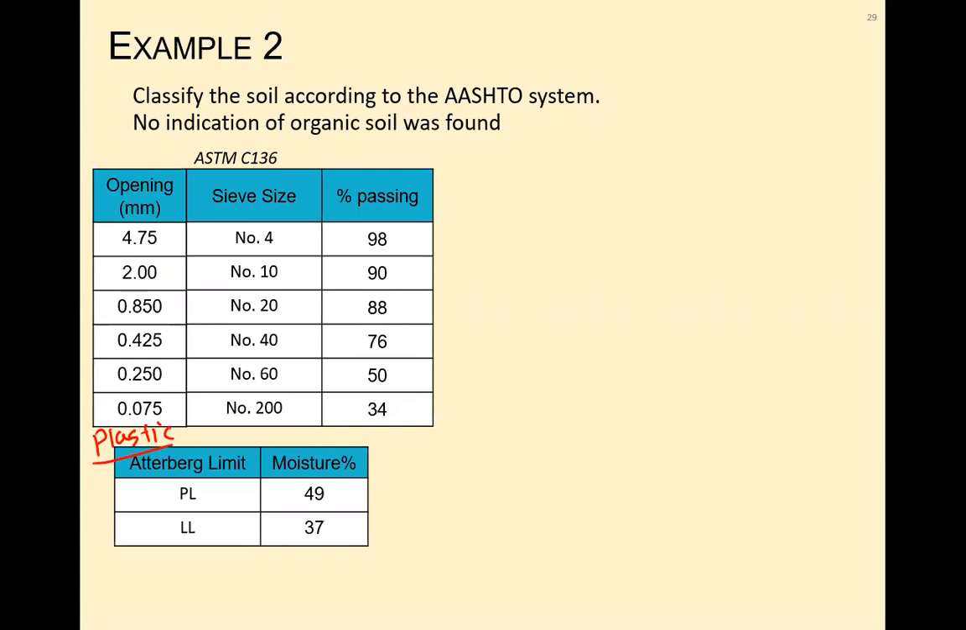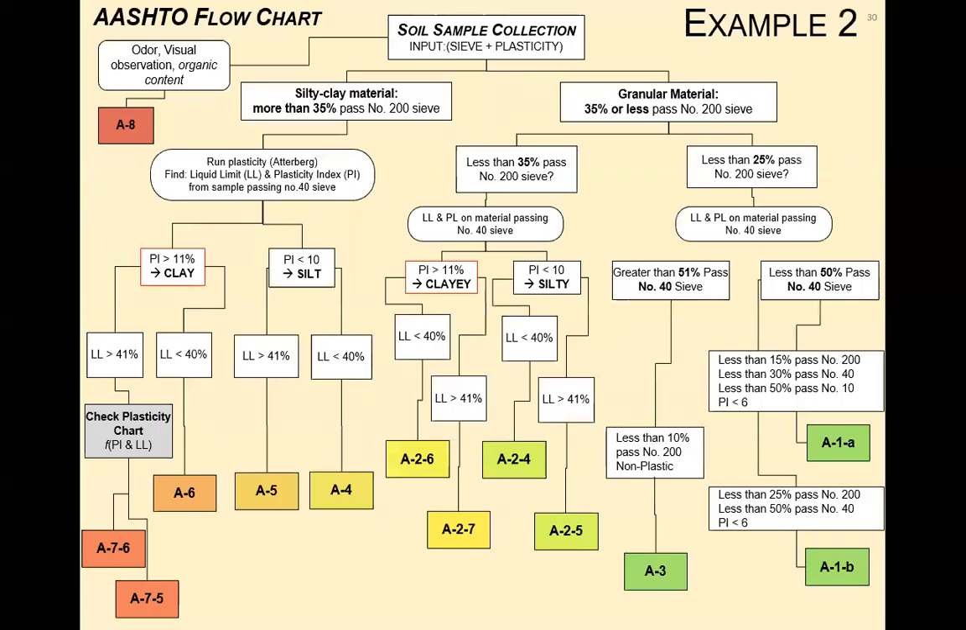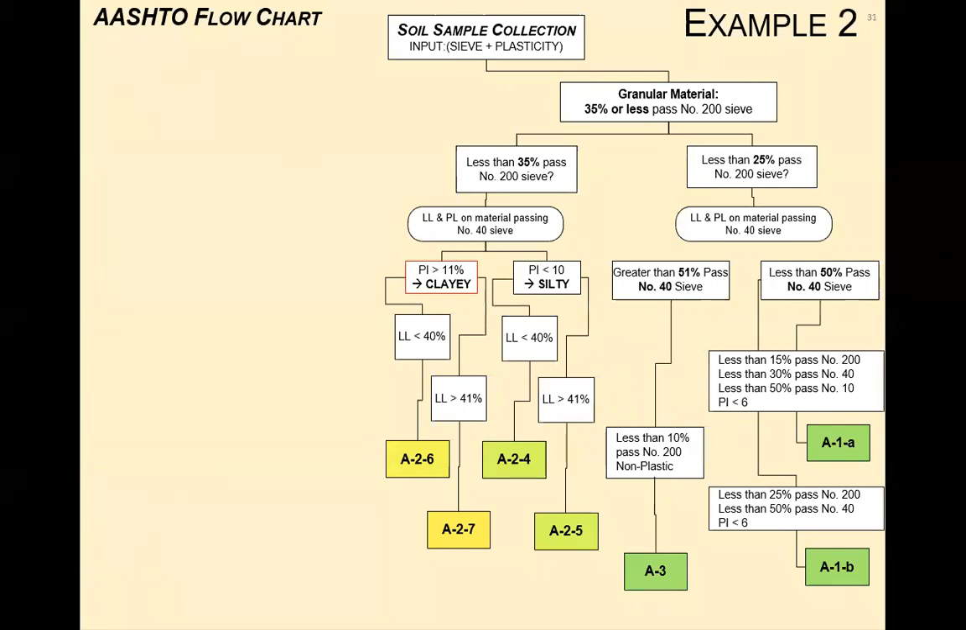So we're given a little bit more information here. But again, what we care about is down here. Is it greater than or less than 35% passing the 200 sieve? For this, it's really close, but it's less than 35% passing. So we're still granular material. So we're still hanging out over on this side because it's 34%, not 35.